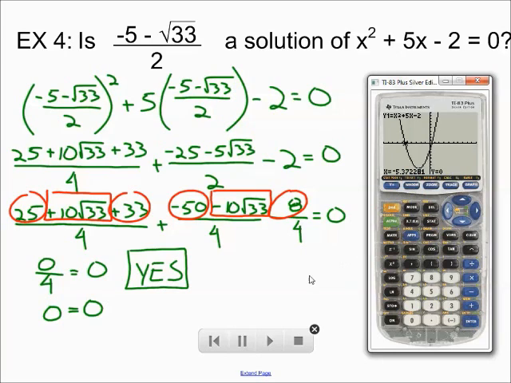All right, so that's it for section 12.2. Rewatch anything you need to rewatch and come in tomorrow with your questions. Good luck.